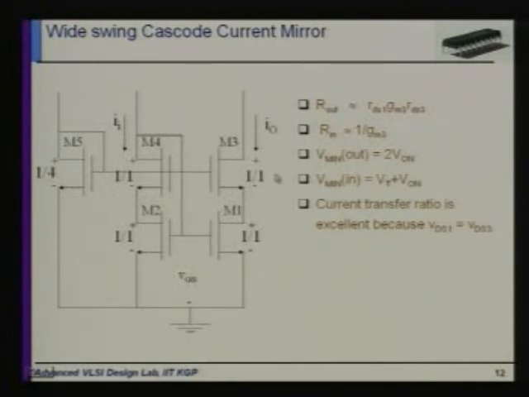The minimum output voltage is the same, that is 2 VOV. The input voltage is nothing but the VGS5 of this particular transistor, so it is VT plus V1 5. And the current transfer ratio is excellent because VDS1 equals VDS3, which we have derived now. So we get the same minimum output voltage, 2 VOV, but with this type of accuracy.